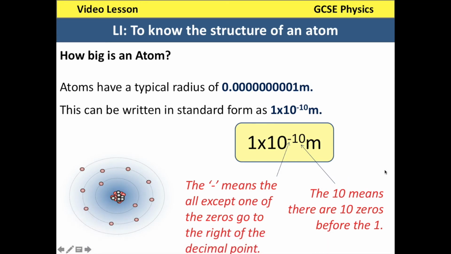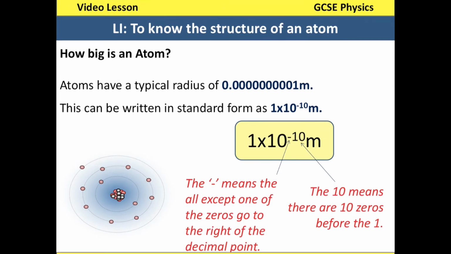Okay, so you do need to remember that the typical radius of an atom is 1 times 10 to the minus 10 metres. You do get some that are bigger. Obviously, the further down the periodic table you go and they have more and more electrons, the radius of the atoms do increase, but generally speaking, the radius of an atom is 1 times 10 to the minus 10 metres.